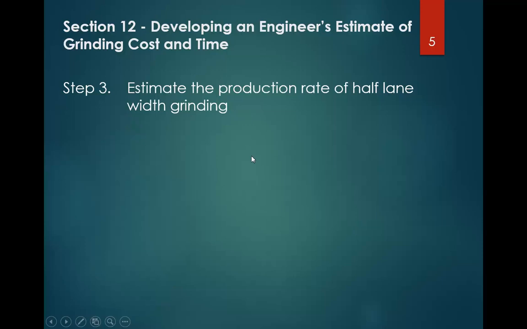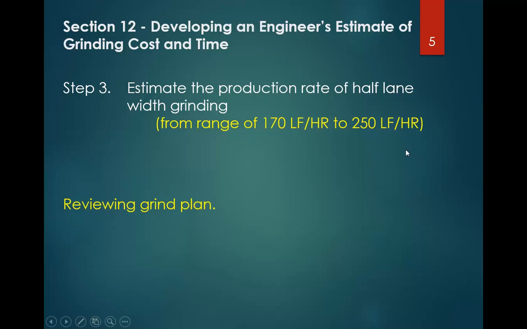So the next step is step 3, estimate the production rate of half lane with grinding. So our suggested production rates are 170 lineal feet per hour to 250 lineal feet per hour. So if you have a project that has very few grinds and they're widespread apart, you'd use a number like 170. If you have a lot of grinds and they're pretty close together, use 250 or something a little bit under it. Just use your judgment.